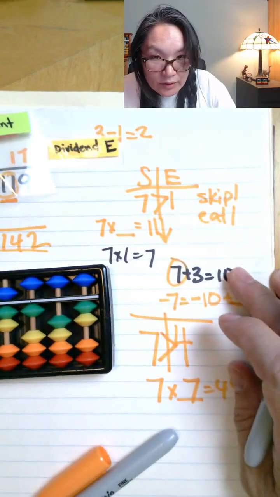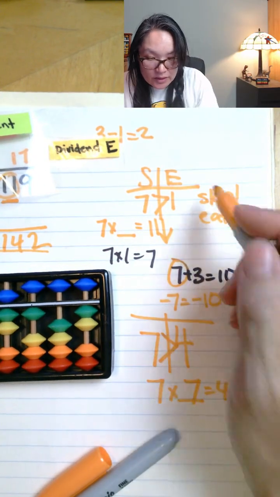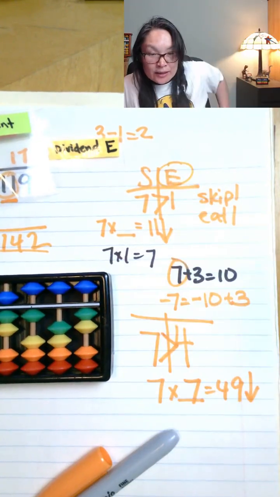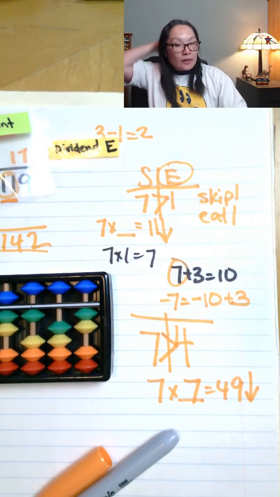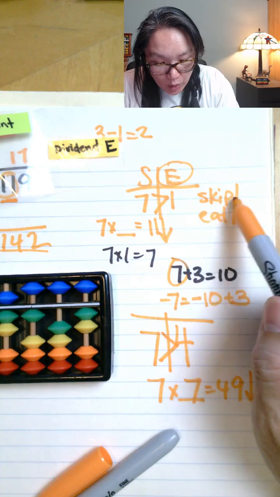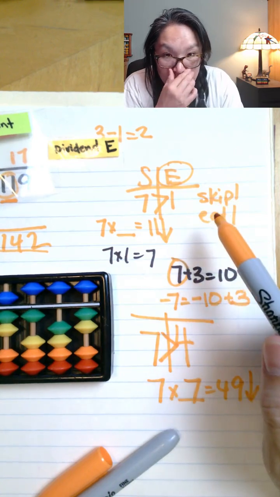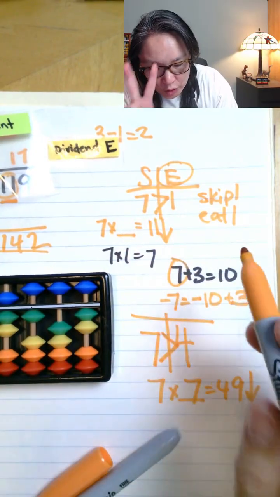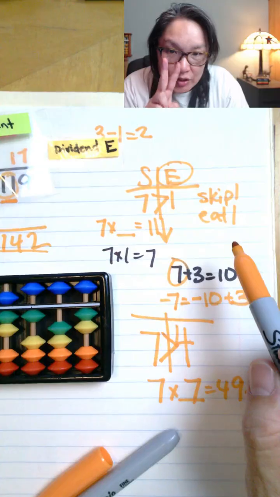Oh, I can't see what you're writing. Oh, sorry. Yeah, so if my dividend is bigger, remember the rule is skip 1, eat 1. If my divisor is bigger, I want to use two columns, 2 digits.